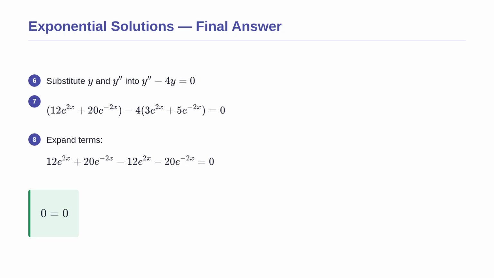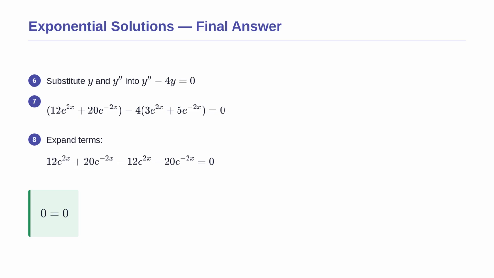When we look at the resulting string of exponential terms, we see that the positive and negative versions of each term cancel each other out completely. This leaves us with 0 equals 0, a universally true statement. Physically, this confirms that scaling and adding our original exponential solutions creates a new state that perfectly obeys the rules of the system.